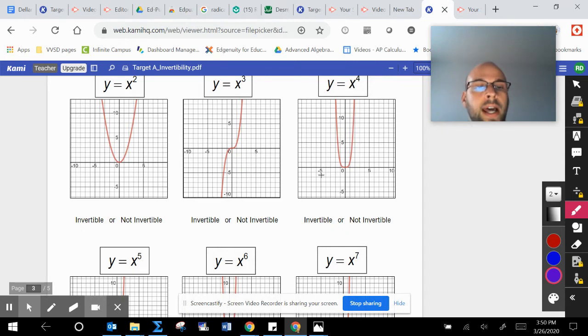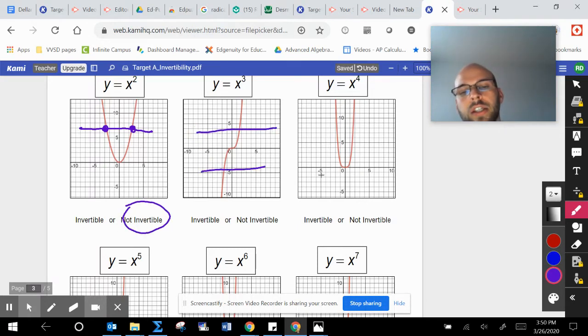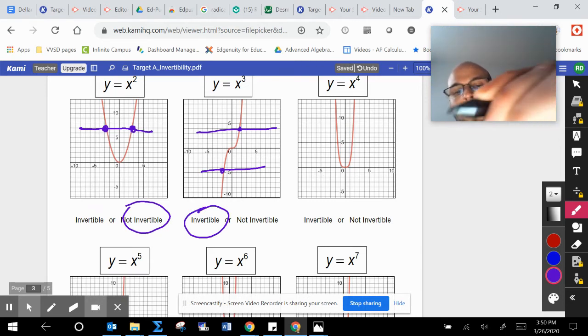So if you look at the quadratic and I draw a horizontal line, we can see that it's going to hit twice. That is not invertible. If I draw a horizontal line on the cubic, that intersects only one time. Now it looks like in the middle here at the origin, it kind of goes horizontal, but if I had the technology to zoom in, you would see that it doesn't actually ever go specifically horizontal. It just increases at a very low rate. So this is invertible. Horizontal lines will only hit it at one place.